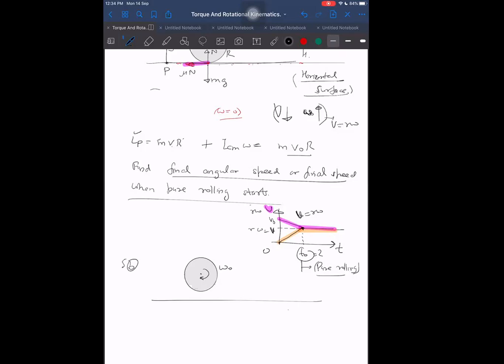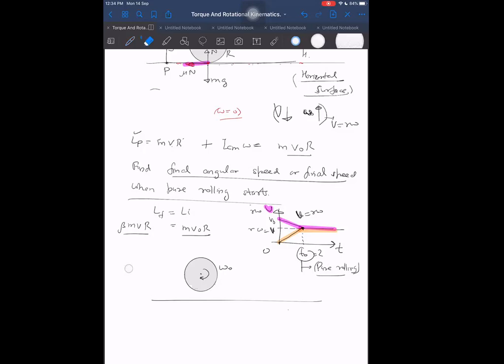How? Because of conservation of angular momentum again. Final is equal to initial. What was the initial angular momentum? Just m into v0 into r, as you know. What is final? As I told you several times before, it is beta into m into v into r.